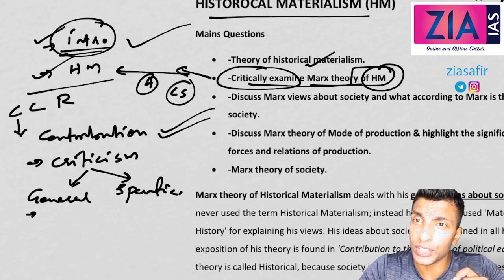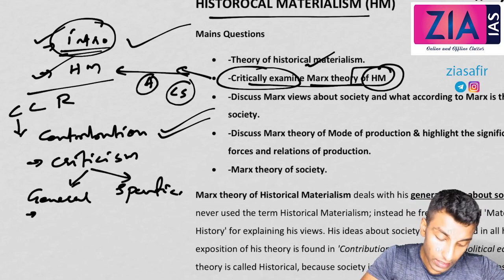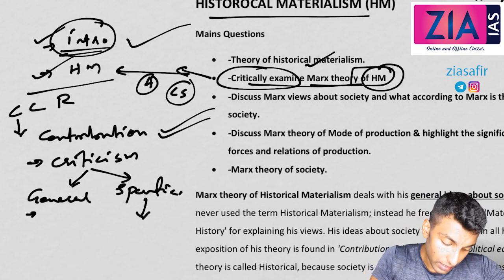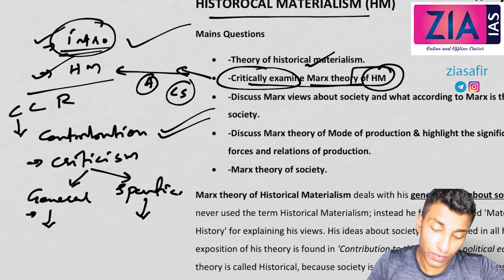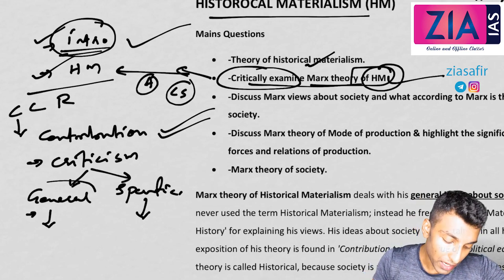Apart from that, each theory suffers from specific criticisms. For example, the concept of communism, socialism, etc. is criticized. That is specific to this particular theory, historical materialism or mode of production or class struggle. Those are specific criticism. So that specific criticism you need to write here. General criticism, whatever be the question which is asked, whether it is historical materialism or alienation or class struggle, this part will be the same.